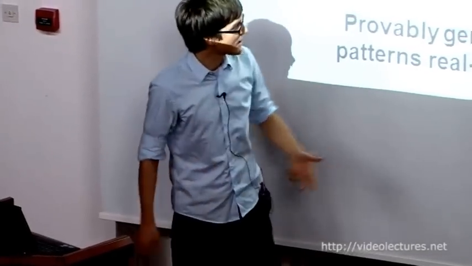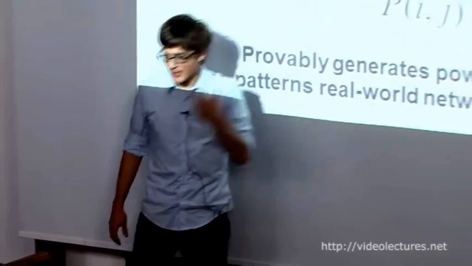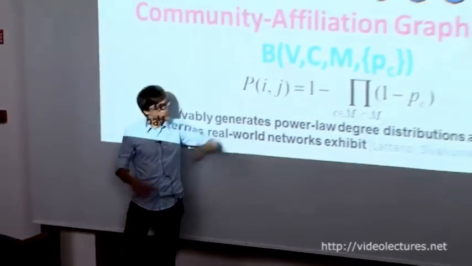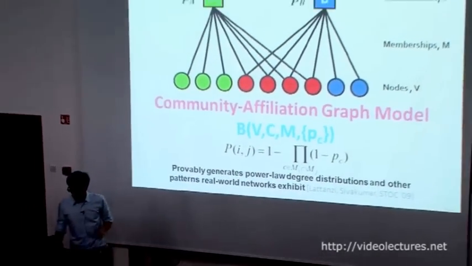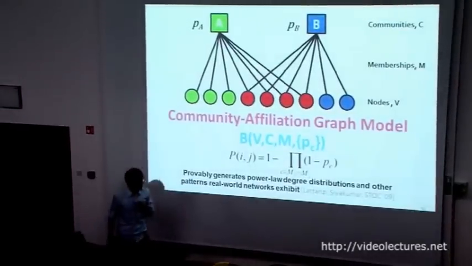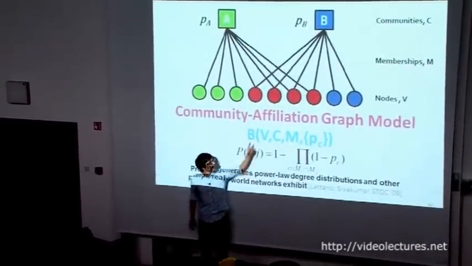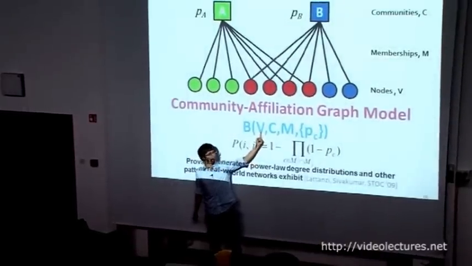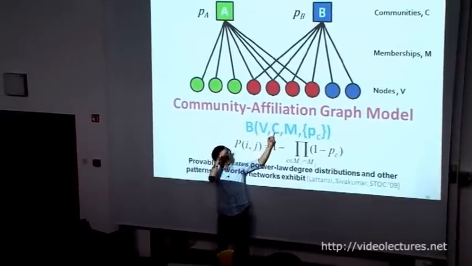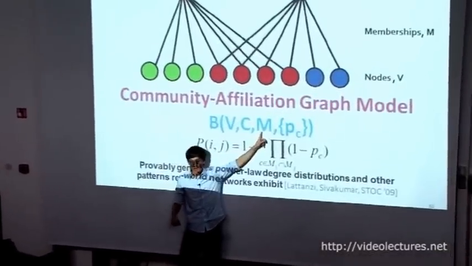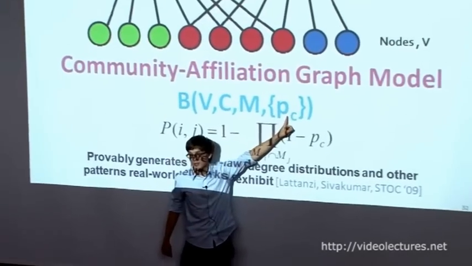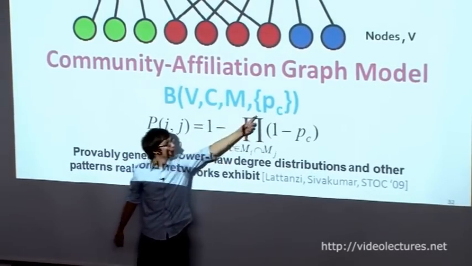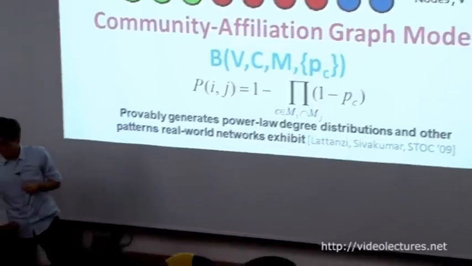So now I have a model of how networks can be generated. What is cute is that you can mathematically analyze this model and, for example, prove that you can get power law degree distributions and all other nice things. But that's not important for us. What is important for us is that we have this model of networks that is parameterized by these parameters. I have my vertex set, so my nodes of the social network. I have my communities, my squared nodes. I have my membership edges, and I have these parameters that tell me how likely two nodes are to be connected if they belong to that particular common community.